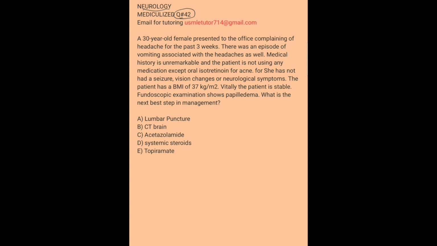We have a 30-year-old female presented to the office complaining of headache for the past 3 weeks. There was an episode of vomiting associated with the headaches as well. Medical history is unremarkable, and the patient is not using any medication except for oral isotretinoin for acne. She has not had a seizure, vision changes, or neurologic symptoms. The patient has a BMI of 37. Vitally, the patient is stable. Fundoscopic examination shows papilledema. What is the next best step?